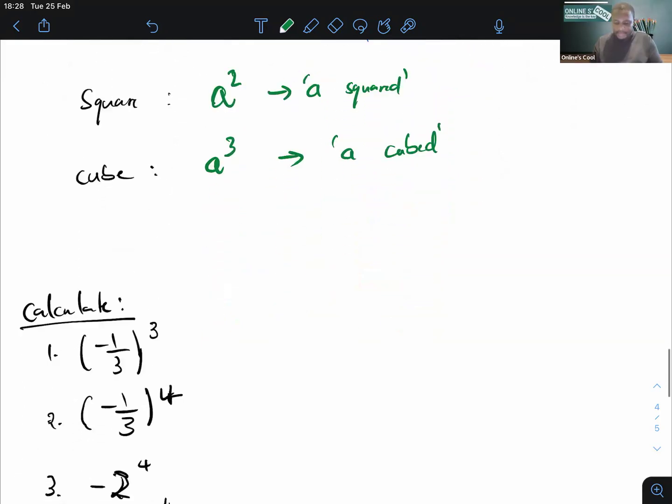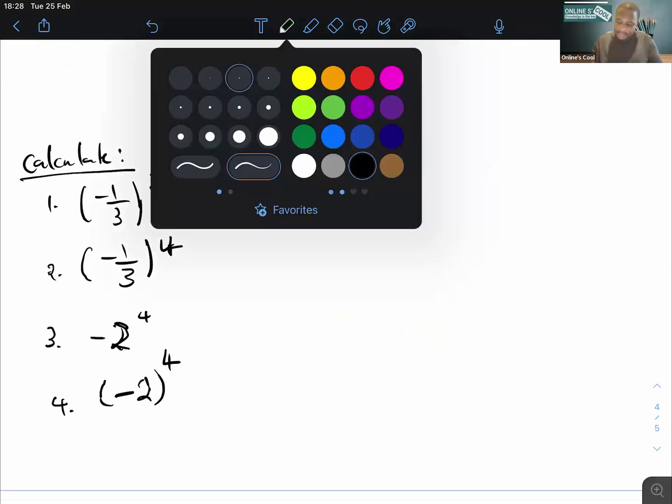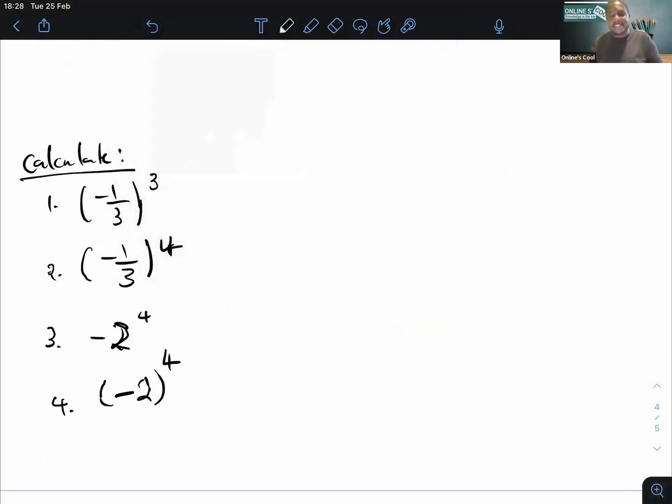Now I'm going to do these exercises very quickly. What is (-1/3) to the power 3, or exponent 3? How do you deal with this? We can say (-1) to the power 3 over 3 to the power 3.